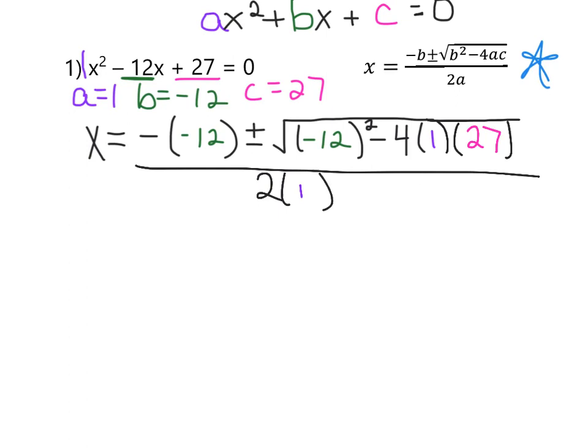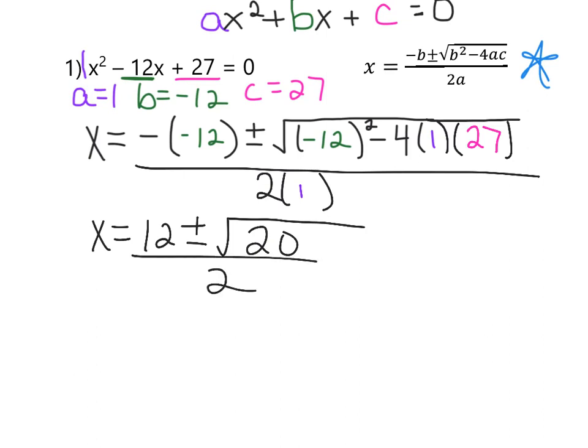Now, the next thing that we did was we started to simplify. So x equals a negative 12 is a positive 12, plus or minus, and then this entire thing under the square root you can put in your calculator. So take a second, put that in, and see what you get. I got 20. Hopefully you did too. Now, if you notice, 20 is not a perfect square, and this is why you were working on this last week as a little review.